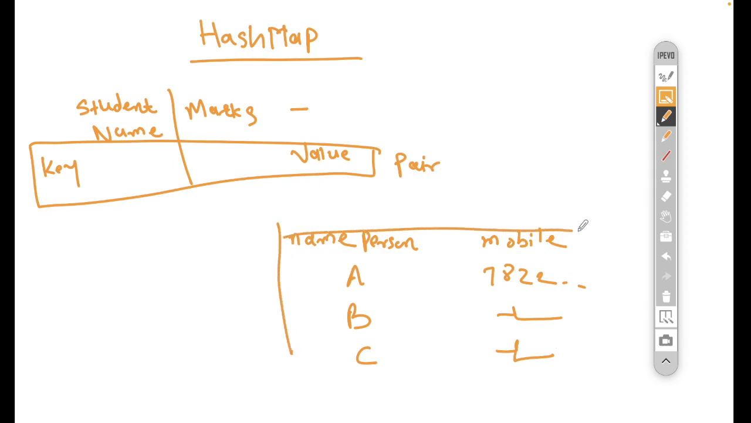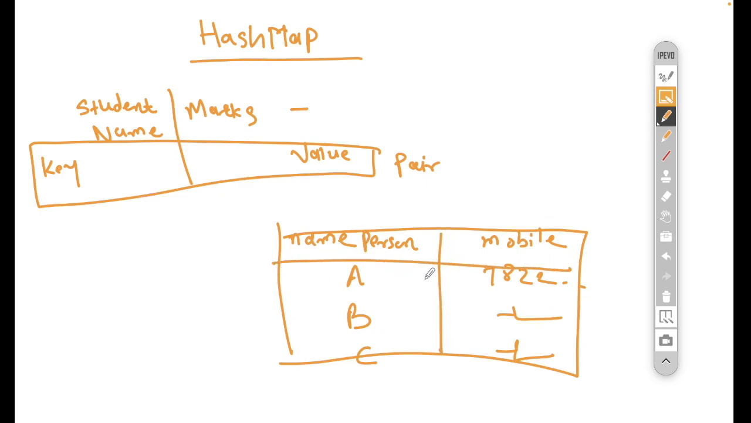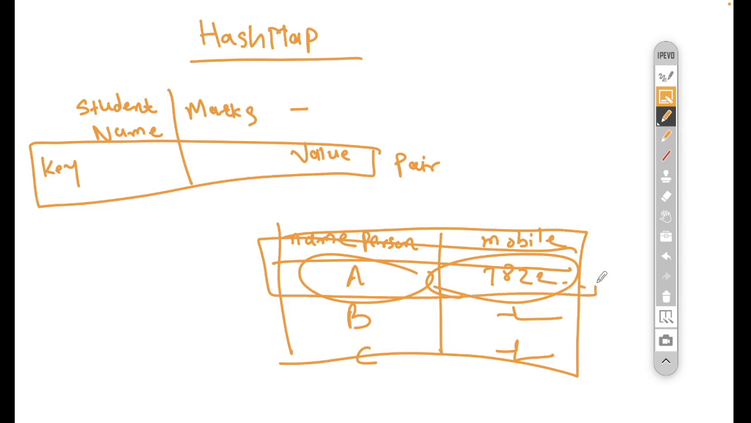Okay, so now whenever you have the requirement where you want to store values in this format, where you have one key and then the associated value, this whole thing we call a pair. So now if you want to store any value in a key value pair, that time you will be using a hash map. Is this clear?